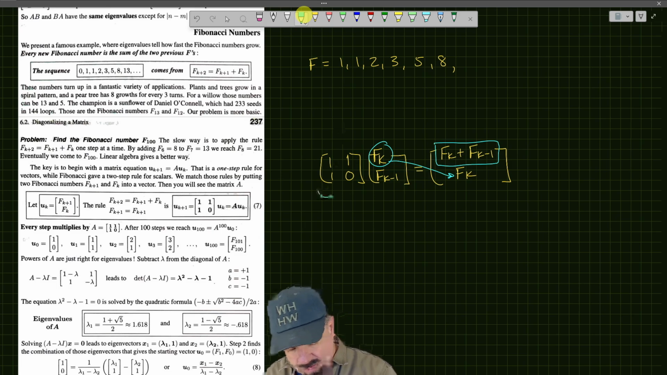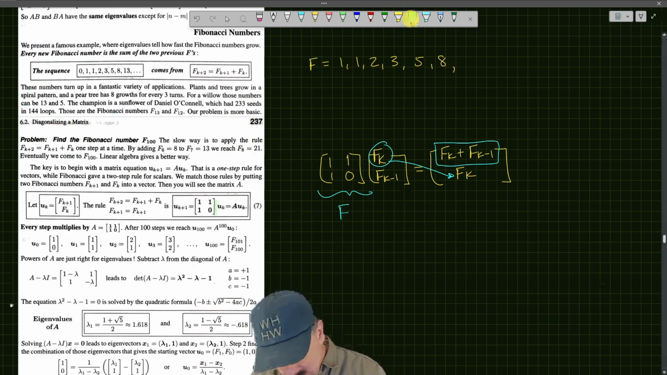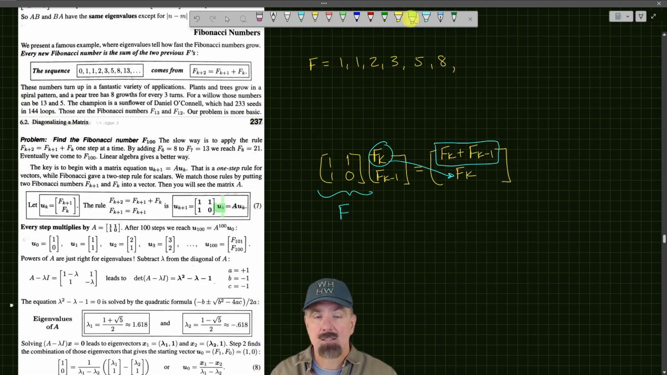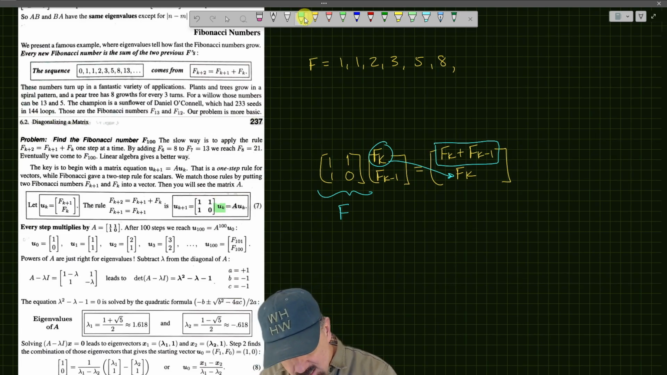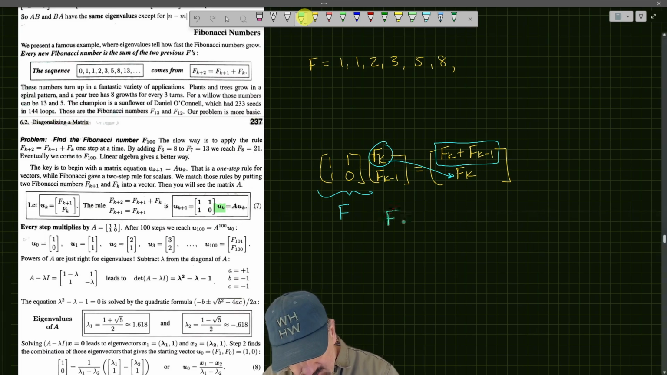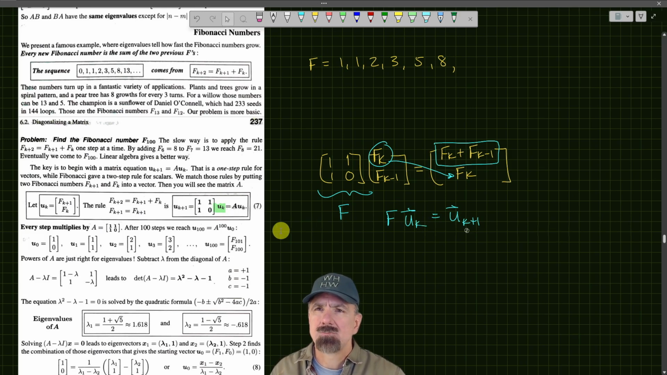We repeatedly apply the Fibonacci matrix over and over again to a vector. In this case, Strang uses the vector u to represent the Fibonacci numbers, which is perfectly fine. So he's called this F times the u vector at level k giving us the u vector at k plus 1. So we can use this as a means of finding Fibonacci numbers.